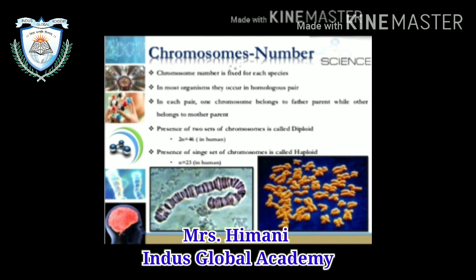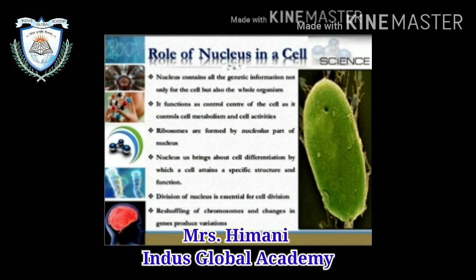After that, the role of the nucleus in a cell. Nucleus contains all the genetic information not only for the cell but also for the whole organism. It functions as the control center of the cell as it controls cell metabolism and cell activities. And ribosomes are formed by the nucleolus part of the nucleus. Nucleus brings about cell differentiation by which a cell attains a specific structure and a specific function.